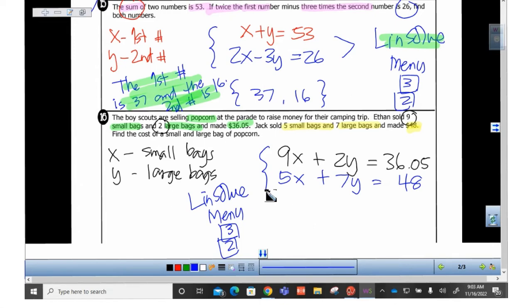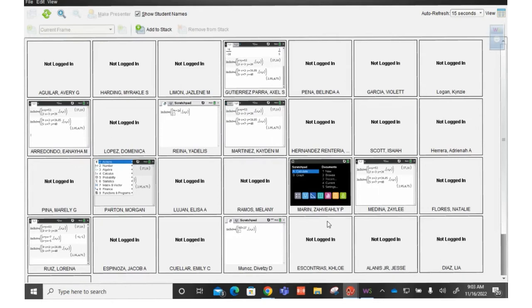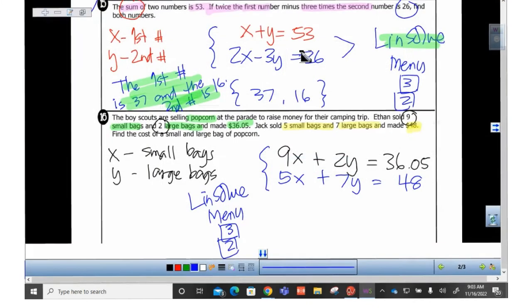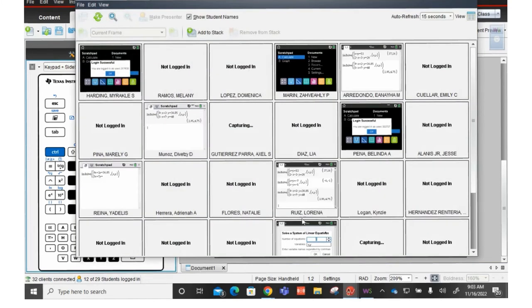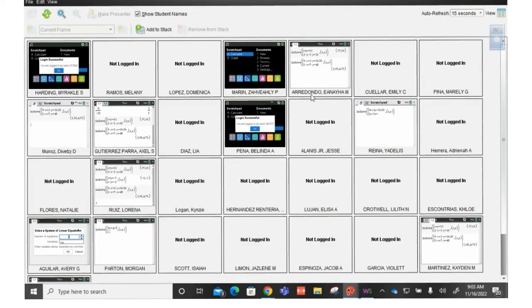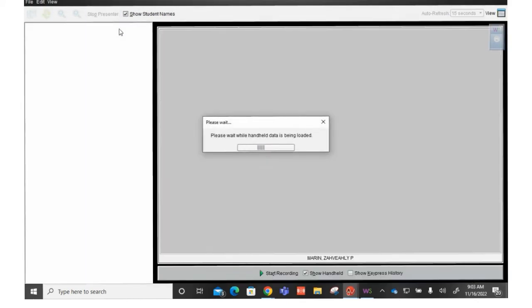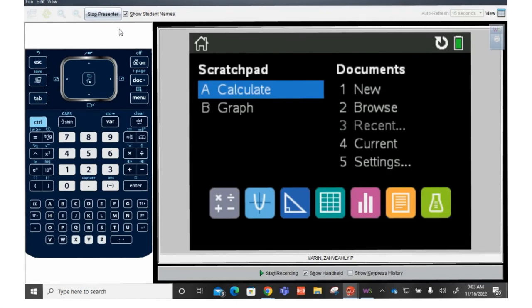Let's give a little more time for you to figure out how much is the cost of a small bag of popcorn and the large bag of popcorn. Let's look at the calculator. Let's pick one. Whoever it lands on, who is our presenter? Oops, let me close and open it one more time. All right, who's this? This is Savali.